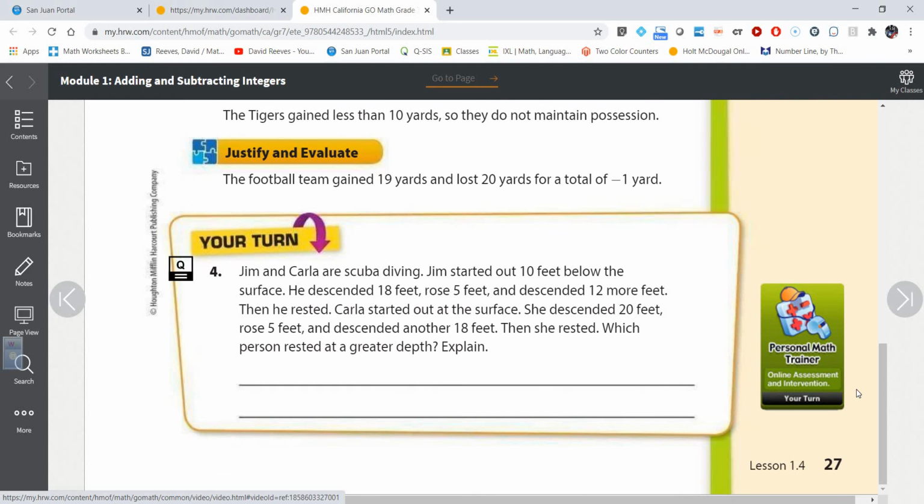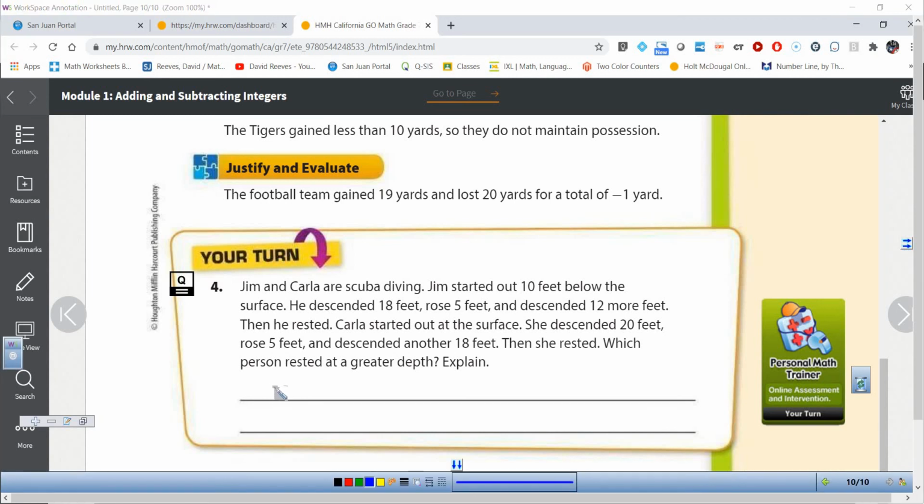Okay, so here we go. Jim and Carla are scuba diving. Jim started out 10 feet below the surface. He descended 18 feet, rose 5 feet, and descended 12 more feet. Okay, so we have Jim. Jim started out 10 feet below, so he's at negative 10. He descended 18, so we're going to go down 18. He rose 5 feet, so we're going to go plus 5, and then he descends 12 more feet.